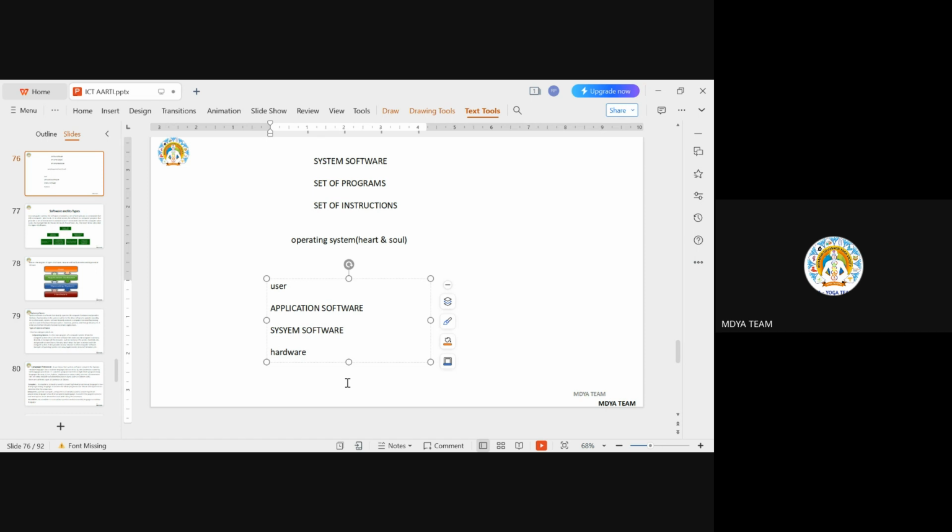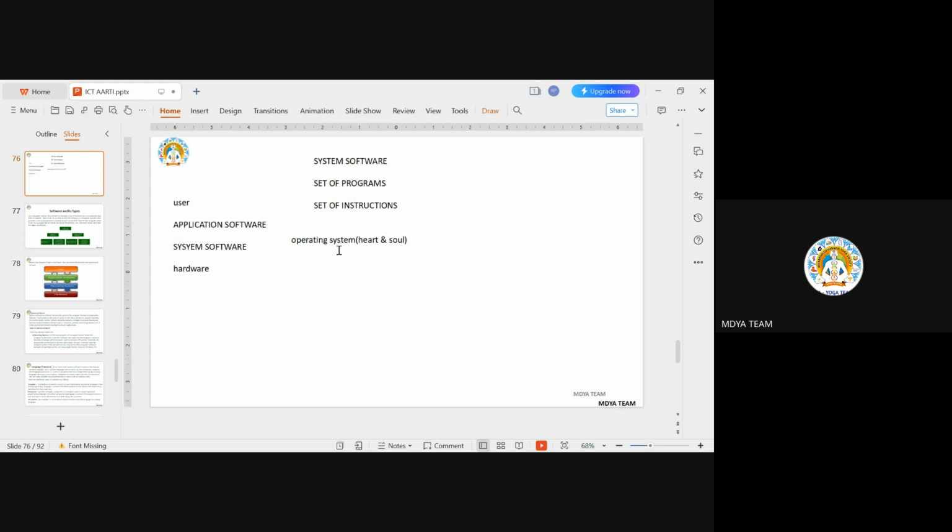So we can't directly interact with the hardware. There are two layers between the user and the hardware. First is the application software, then second is the system software. Got it? So when I give the command for printing, this command goes to the operating system.